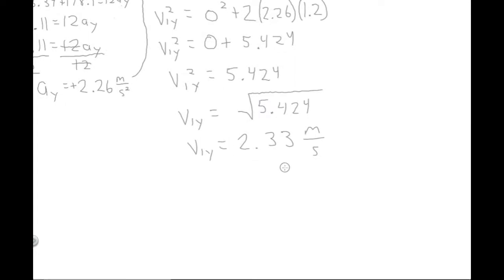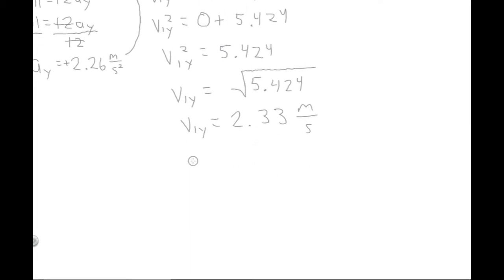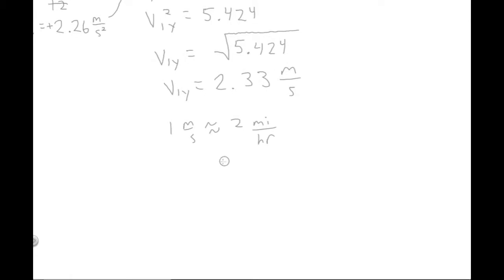That's hard to think about because we're not usually used to using meters per second in everyday life. But it's helpful to know that 1 meter per second is very roughly 2 miles per hour. So very roughly, the number of miles per hour is double the number of meters per second. So we could say here that this velocity is roughly 2 meters per second, which is roughly 4 miles per hour.